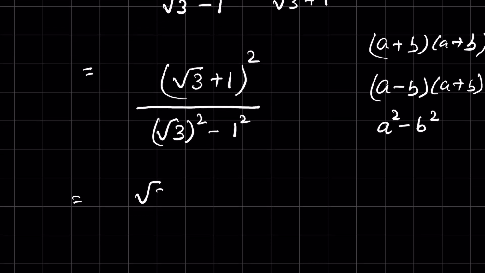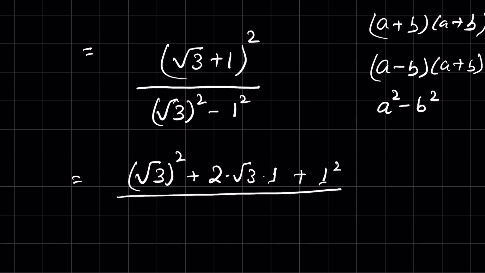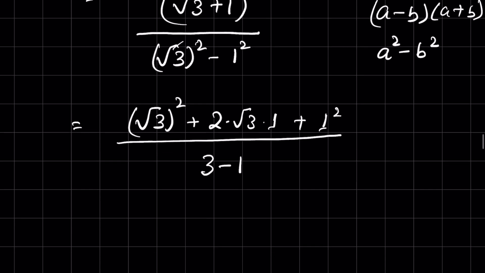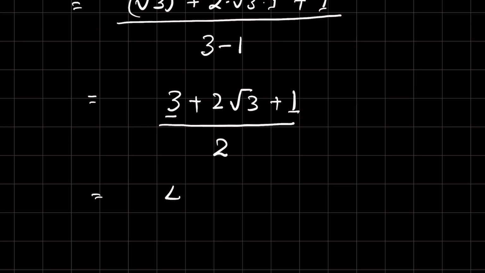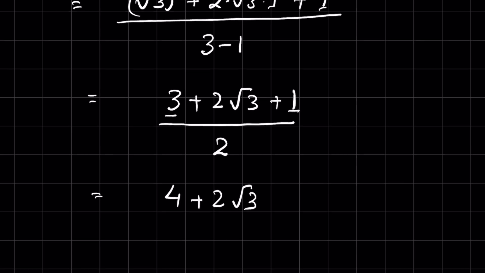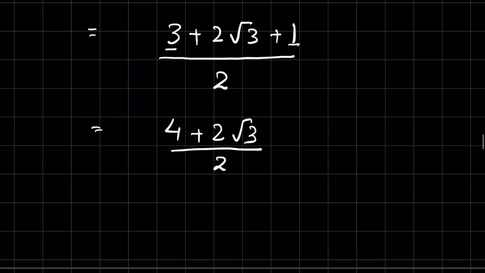Now (a plus b) whole square is equal to a square plus 2ab plus b square, upon (√3) square, which means we can remove the square root with this square. So it is 3 minus 1. Here also you can remove the square root with the square. So it will be 3 plus 2 times √3 plus 1 upon 3 minus 1 is 2. Now 3 plus 1 is 4, plus 2 times √3 upon 2.